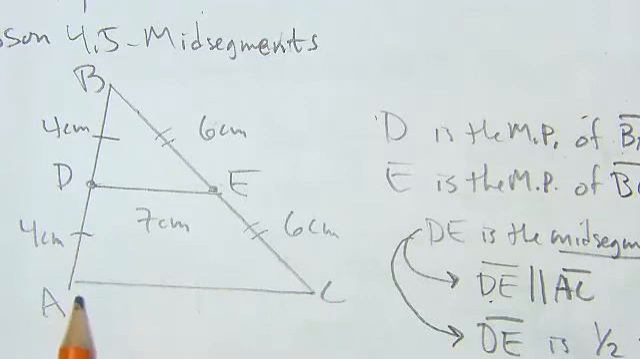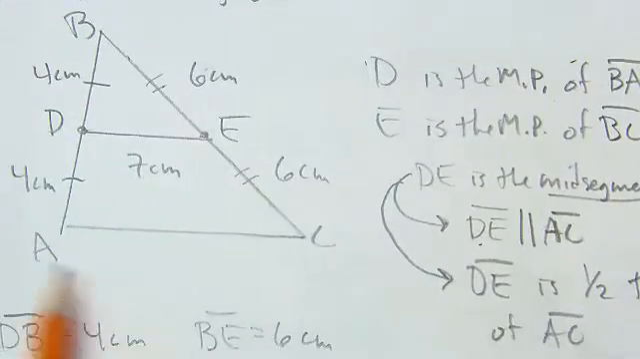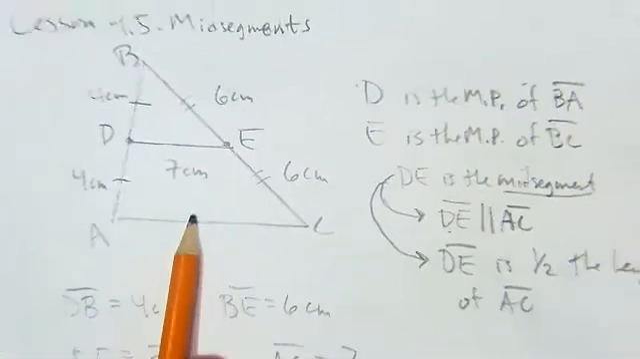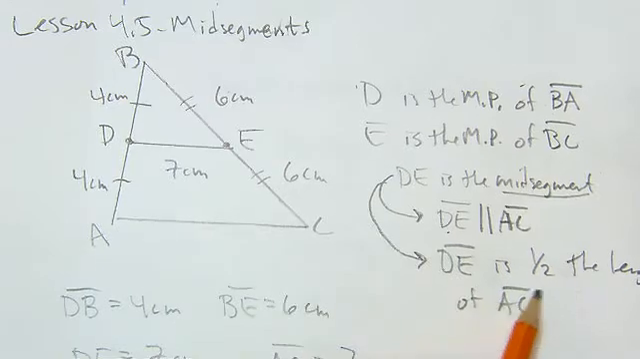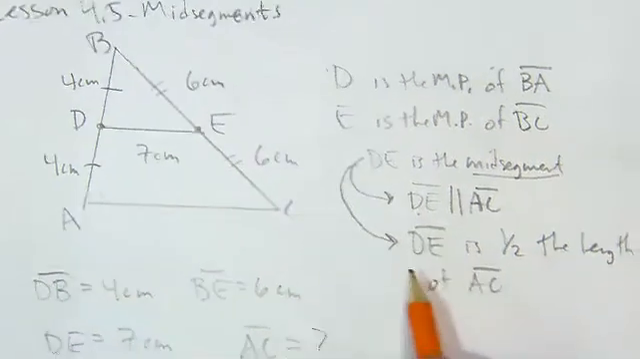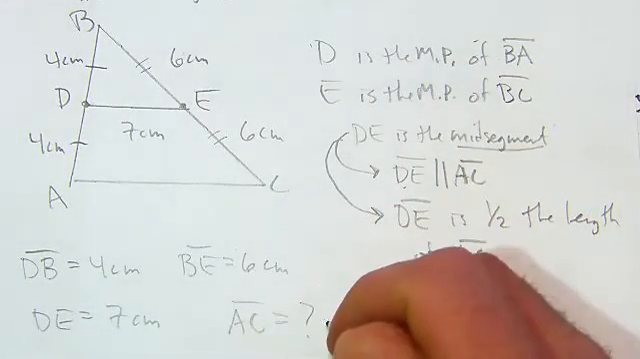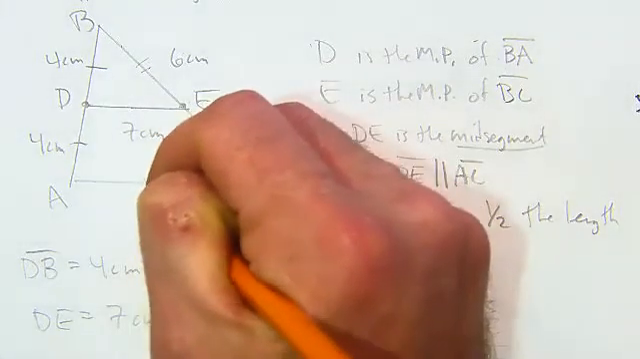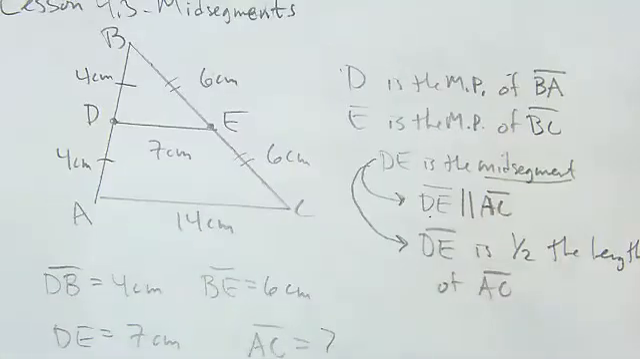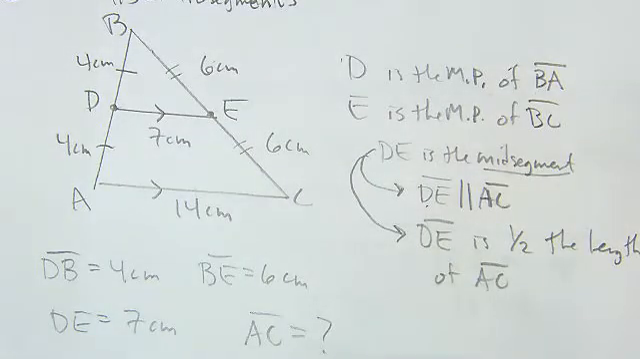But then if it says, okay, how long is AC? AC, well, it's not going to be 7, right? It's actually double. Remember this idea, DE is half of AC. So this side is half of this one. That means we need to double it. So AC, if I said, how long is AC? It would actually equal 14. Okay, and these are parallel is the other thing you could mark in that picture. That's mid segments. That's basically what you need to know.